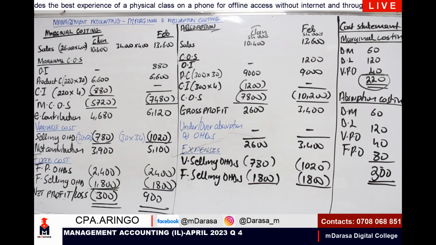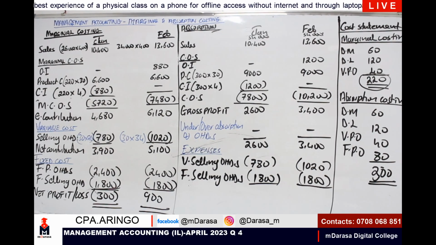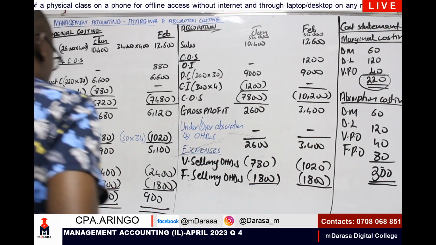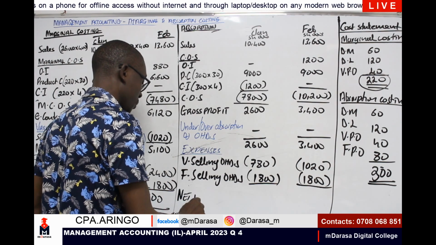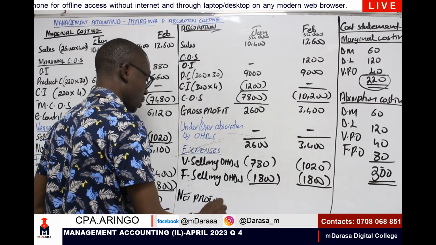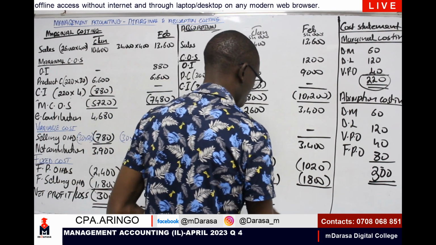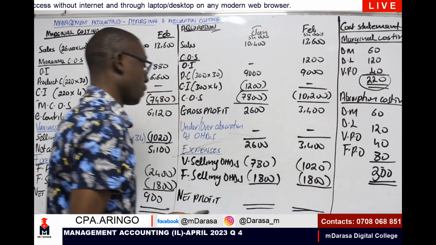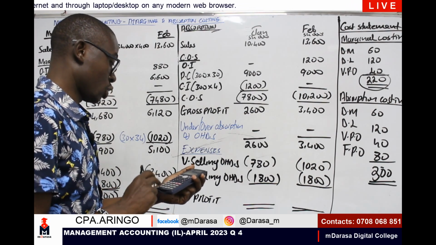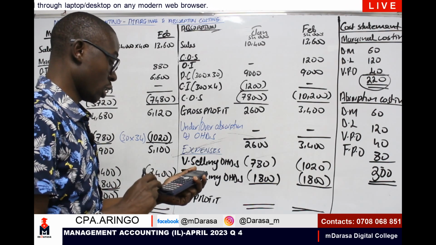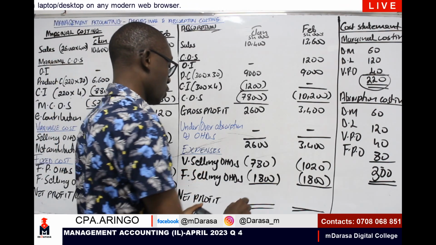Great. So once we have that, therefore my profit would be our net profit here. Net profit here. I should be having what? I should be having 2.6 minus 780 minus 1.8. So therefore I'm having 20.